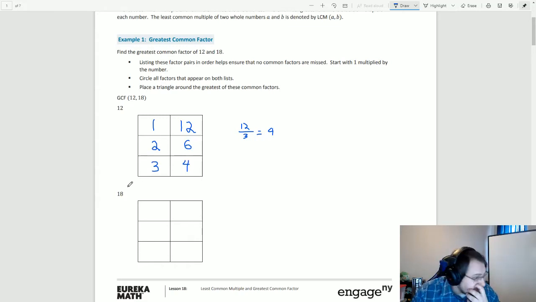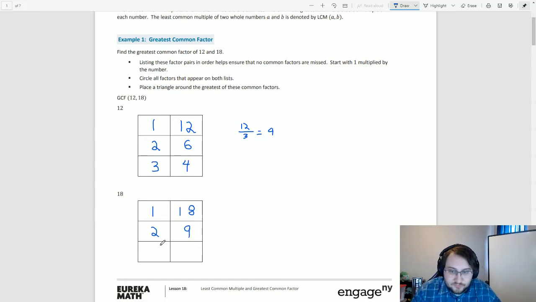So let's do the same with 18. Obviously, we can have 1 and 18. No matter what, that is going to be on our list. It might not be the greatest common factor, but it is at least going to be on our list of factors. Let's check 2. Can I divide 18 evenly by 2? Yes, I can. If I divide 18 by 2, I am going to get 9.